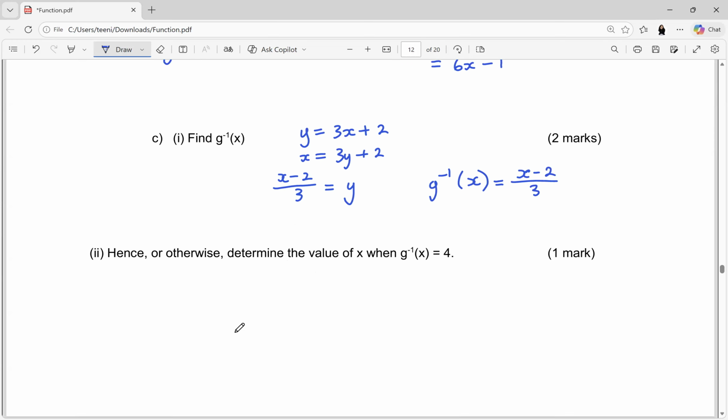Hence, or otherwise, determine the value of x when g inverse of x is equal to 4. So what they're telling us is that g inverse of x is equal to 4. Therefore, x minus 2 over 3, because that's what g inverse of x is, is equal to 4. So we need to solve for x. Cross multiplying, x minus 2 is equal to 3 times 4, which is 12. So then x is equal to 12 plus 2, which makes x equal to 14.